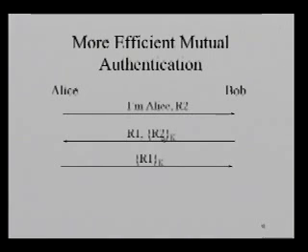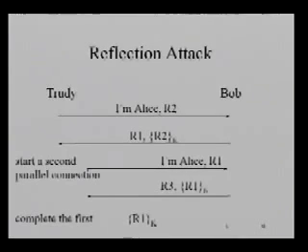Bob says the answer to that challenge, gives his own challenge, and Alice encrypts that challenge. And now they've done mutual authentication in 3 messages. Well, what's the problem with that? The problem with that is known as the reflection attack. And let me show you.